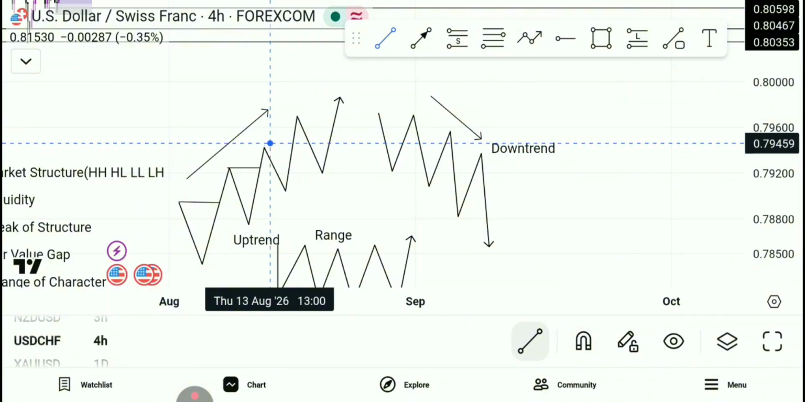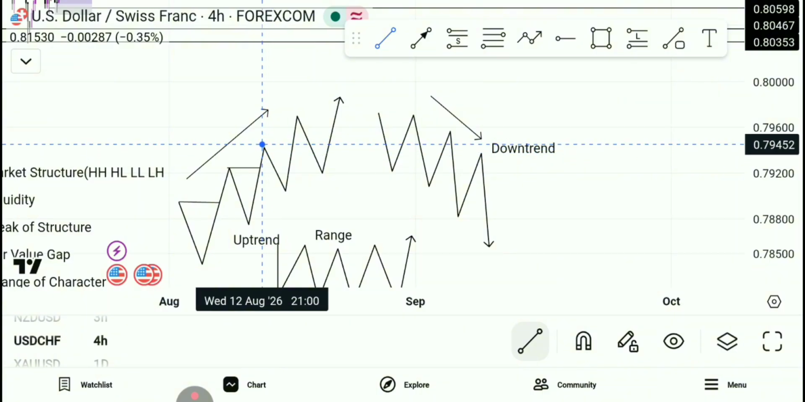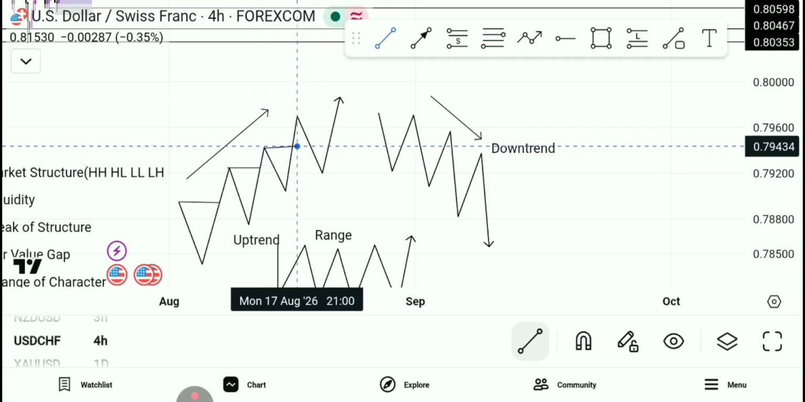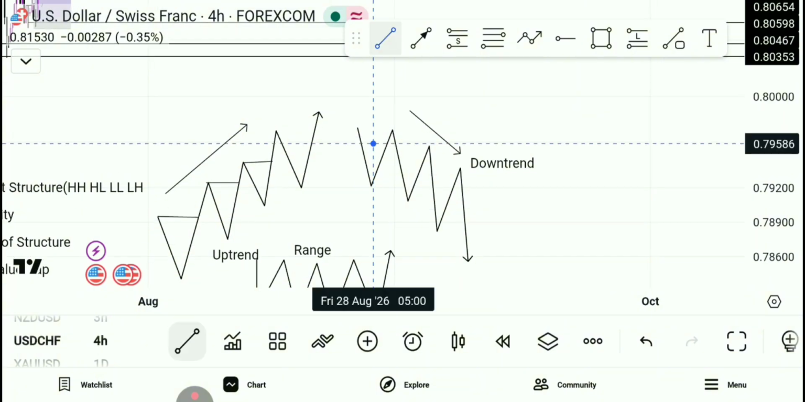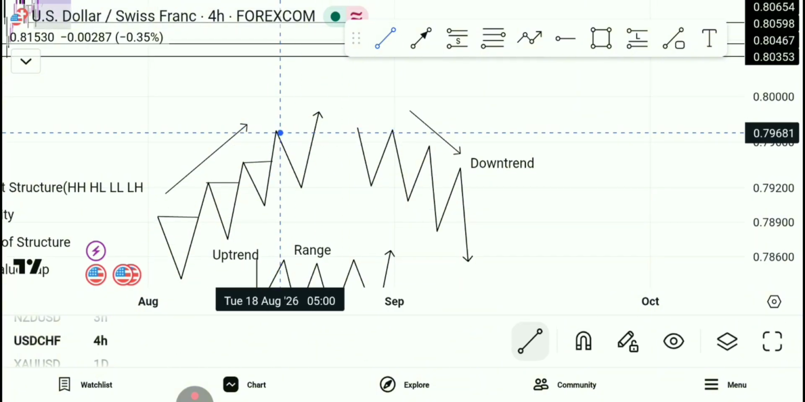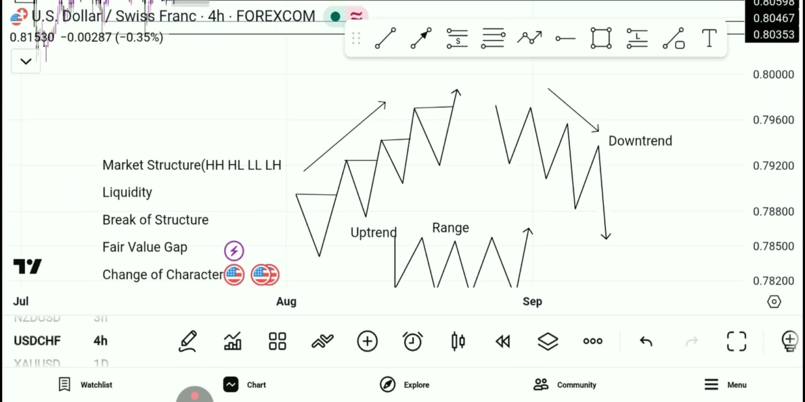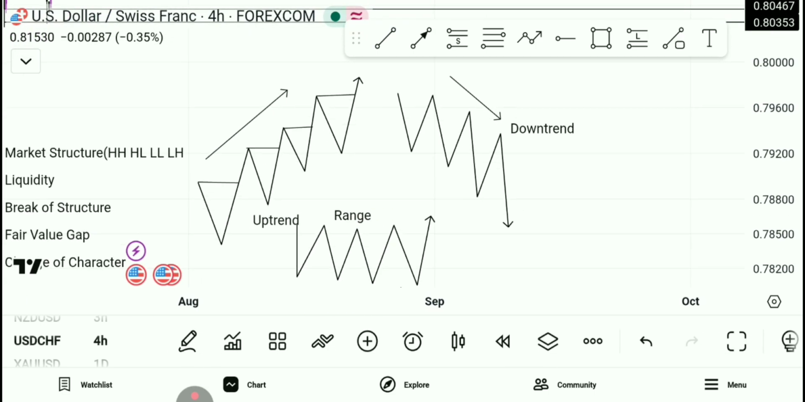This is a breakout structure also. Then also we have a breakout structure here. So these are breakout structures in an uptrend. Once the market breaks above a previous high, that's a breakout structure.